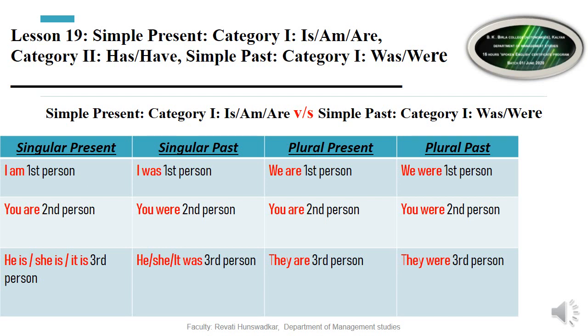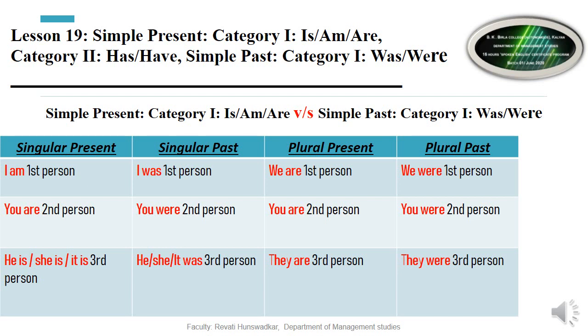Plural present. We are first person. Plural past. Now I have used are, so the past form of are is were. We were first person. I hope you are understanding. Next, you are second person. So are can be replaced by the past form were. You were second person. Again, plural past, if I do, you were second person.